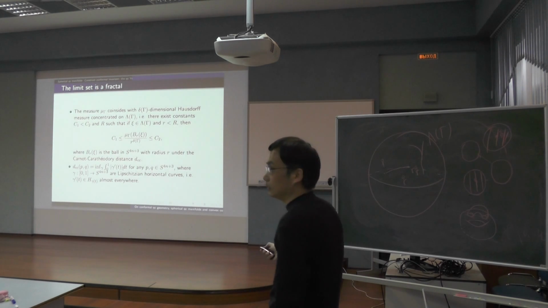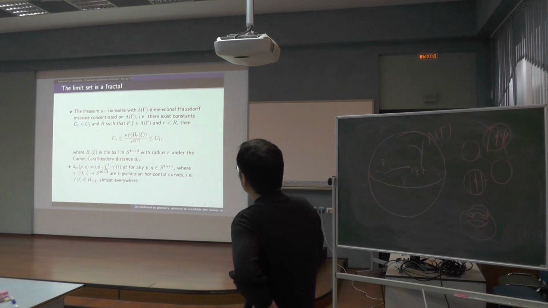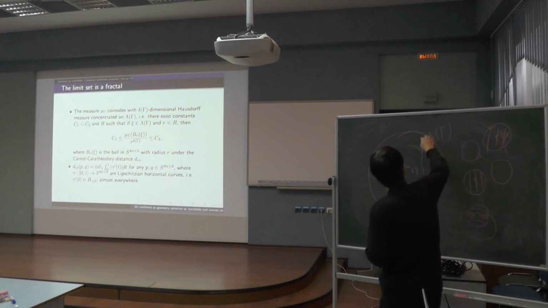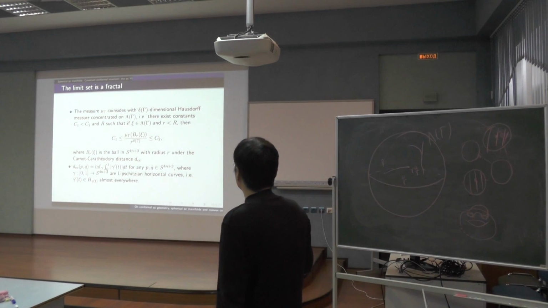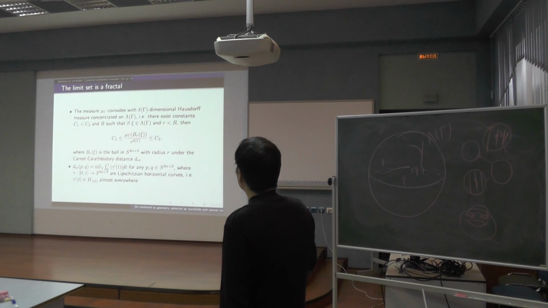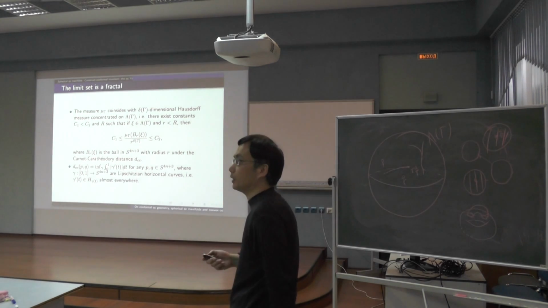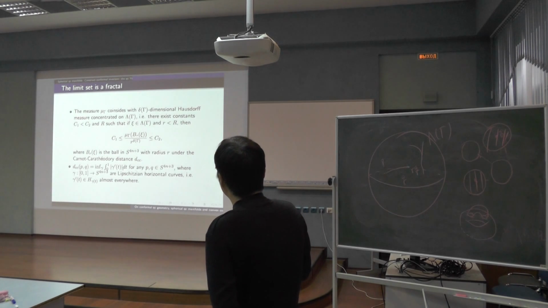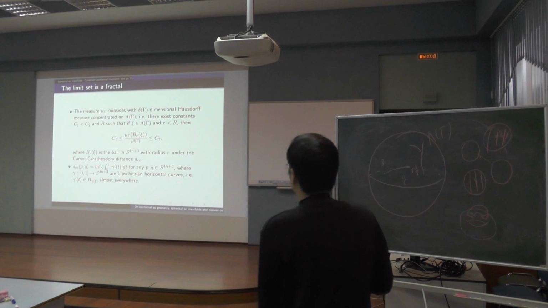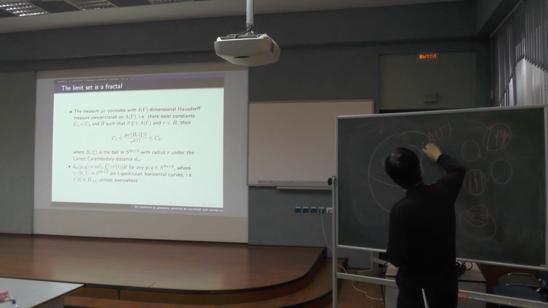And the limit set is a fractal, also by Corlette. So this measure is comparable to the delta-dimensional Hausdorff measure. That means the dimension of this fractal is delta gamma, the Poincare exponent. This Hausdorff measure means B_R is a ball on the sphere under the CC distance, first of all the Heisenberg group's non-isotropic ball. The mu gamma of this ball divided by R to the delta gamma is bounded by two constants. So essentially, we know the dimension of the limit set.